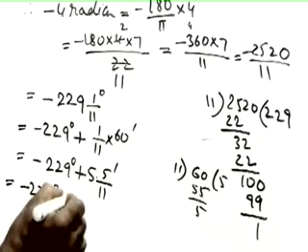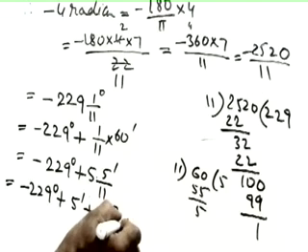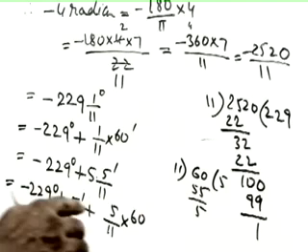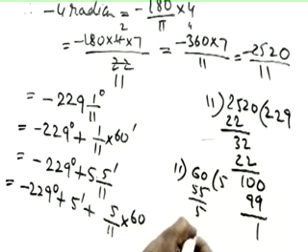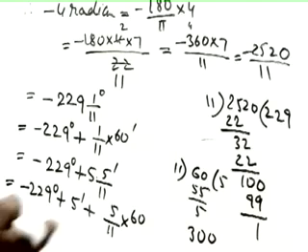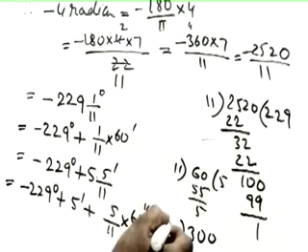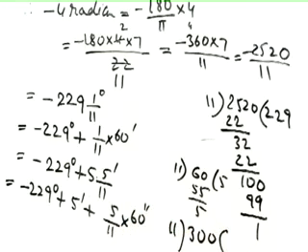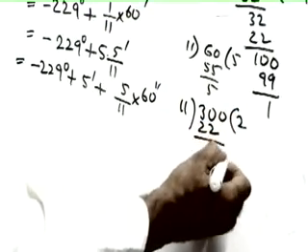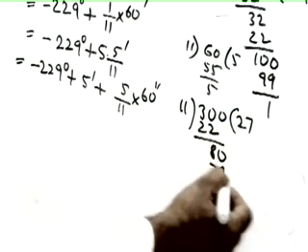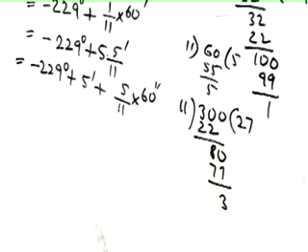Now again let me change this 5 by 11 into seconds. Minus 229 degrees plus 5 minutes plus 5 by 11 minutes. This can be changed to seconds by multiplying with 60. So this will become 5 into 60 is 300. Now we have to divide 300 by 11. This will become seconds. 11 2s are 22, 80, 11 7s are 77. So what is left here? 3.